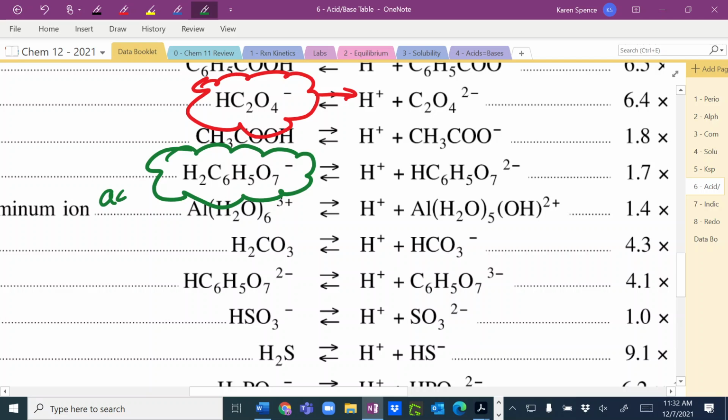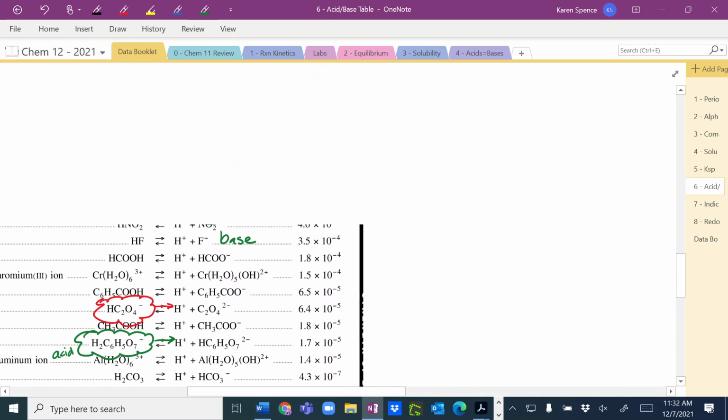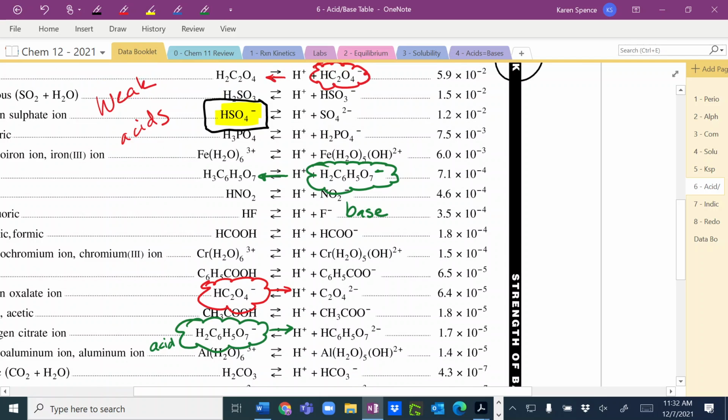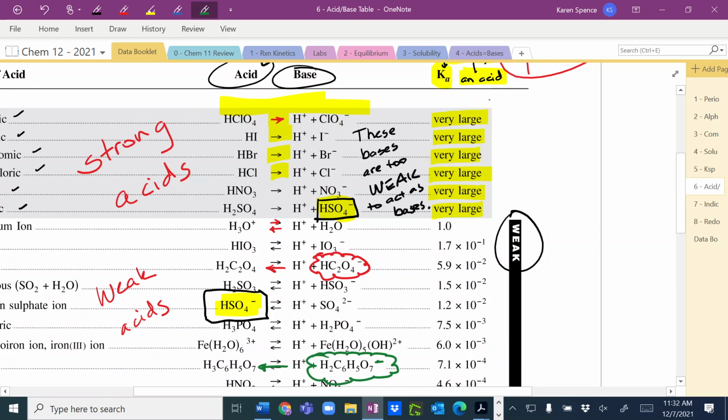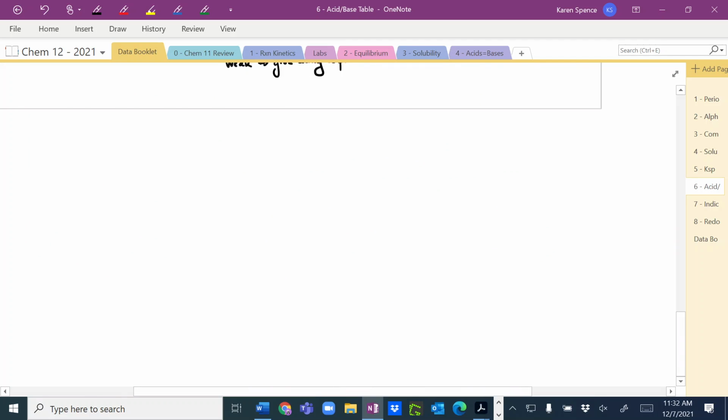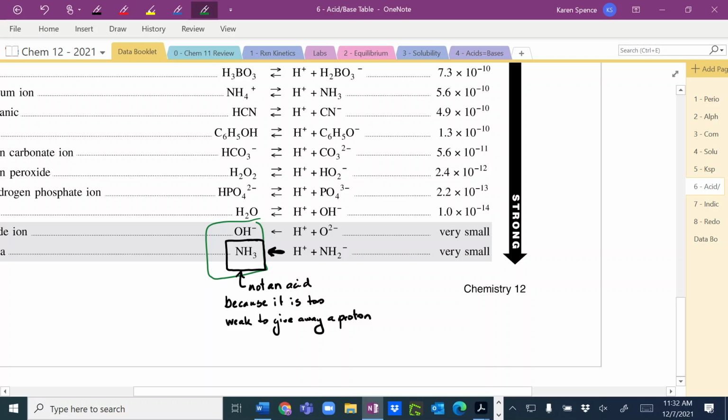Is it able to act as an acid? Yes. In fact, any acid and any base that are within the white area are always able to act as either the acid if they're on the acid side or the base if they're on the base side. The only ones who are too wimpy are these ones here. These are too wimpy to be bases, and these guys down here are too wimpy to be acids. But everybody else, if they're on the base side, can be a base. If they're on the acid side, they can be an acid.